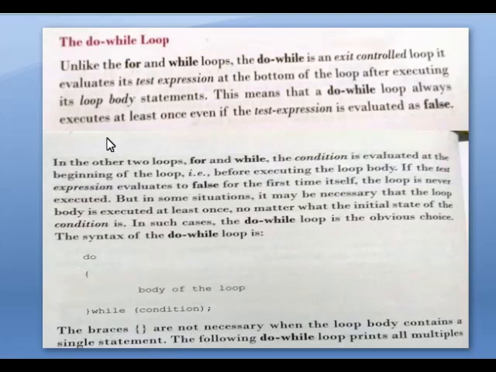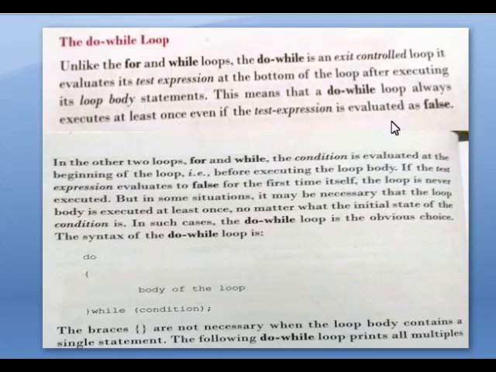Unlike the for and the while loops, the do while loop is an exit control loop. It evaluates its test condition at the bottom of the loop after executing its loop body statement. This means that the do while loop always executes at least once even if the condition evaluates as false.